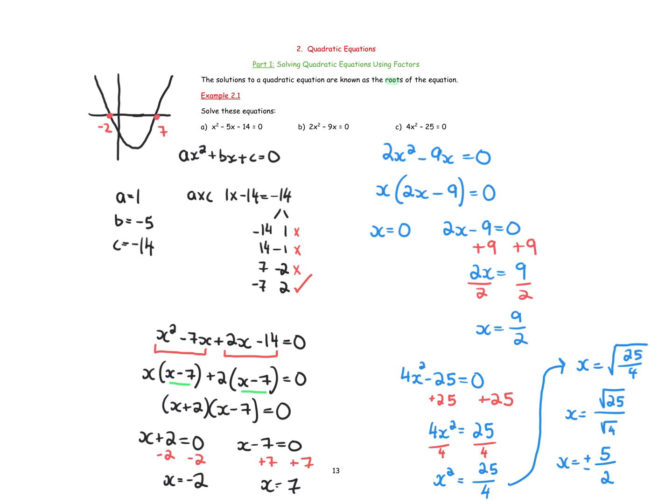That brings us to an end of the first video on quadratic equations, which is all about solving quadratic equations using factors.